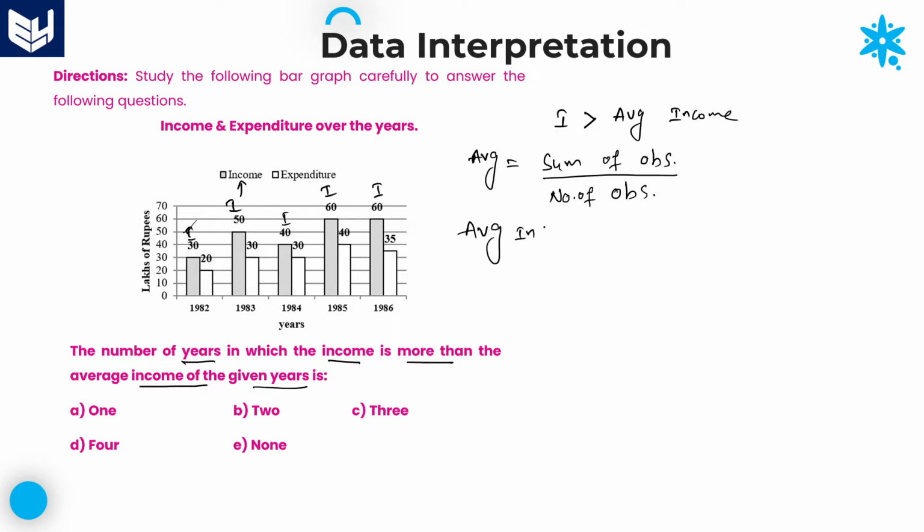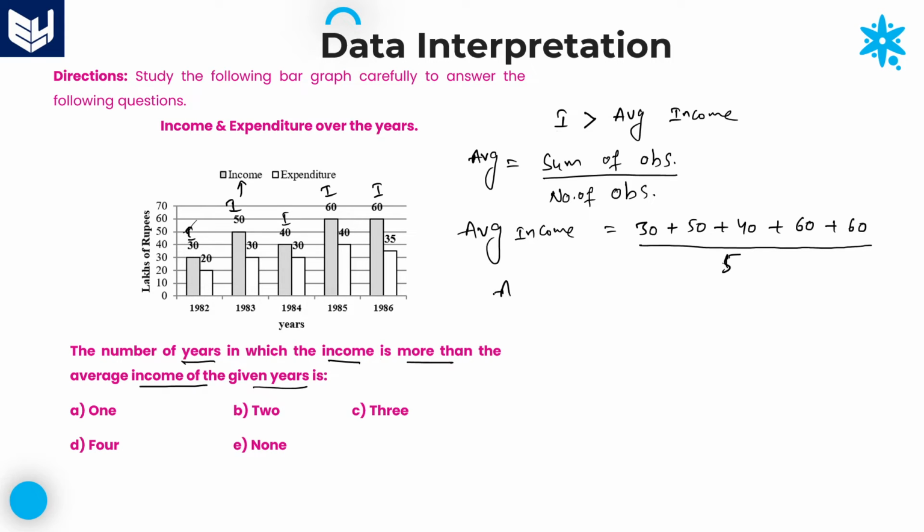As we are calculating the average of income, write down all the values of income. Here first value is 30, second value 50, third value 40, fourth value 60, and finally the last value is also 60. As everything is given in terms of lakh rupees, you need to multiply at the end with lakh rupees, but I don't want to multiply. I'll just write it in terms of lakh rupees only. Here in the denominator we have to write 5 because total 5 years are there. Number of observations we have taken as 5.